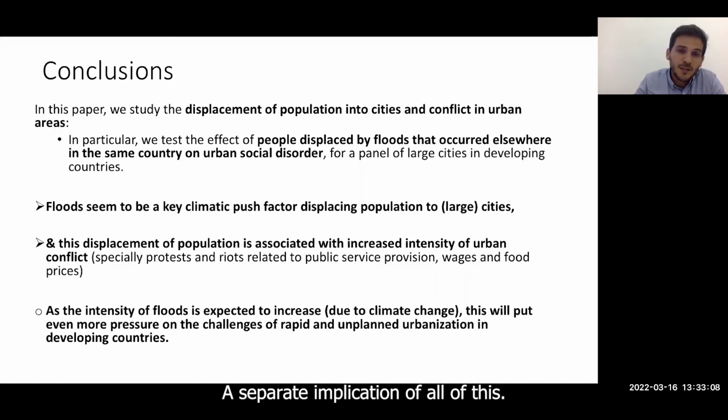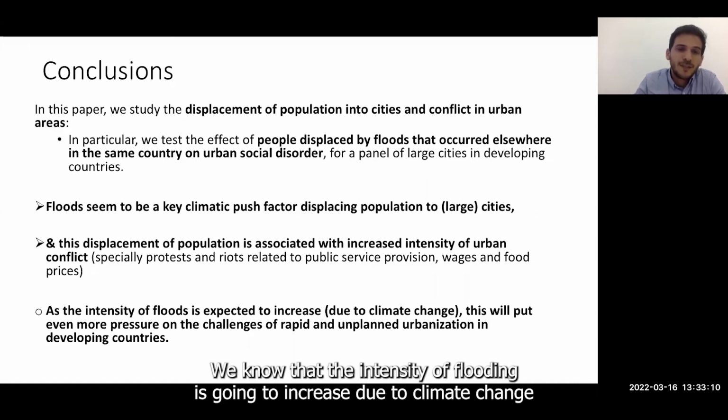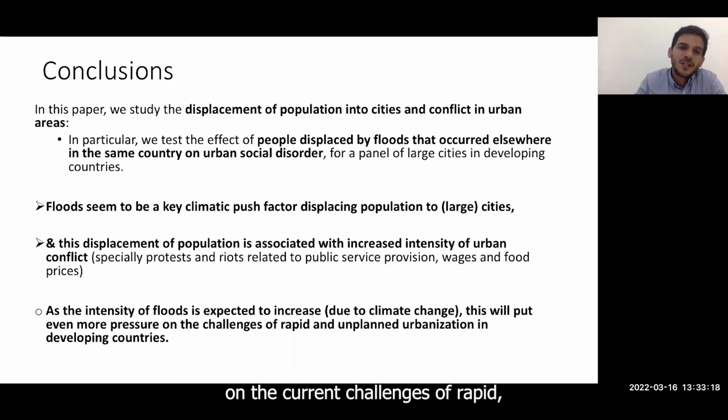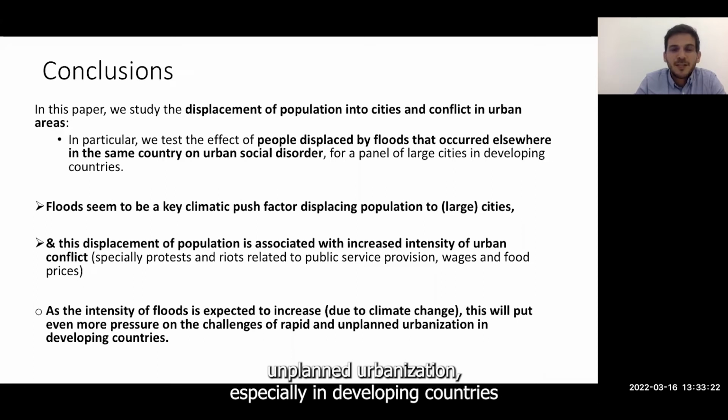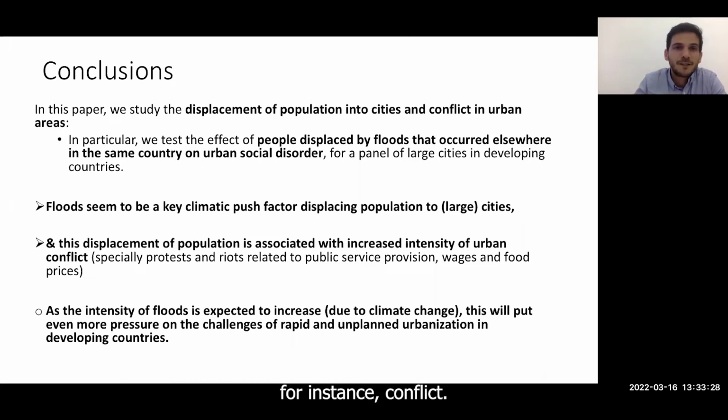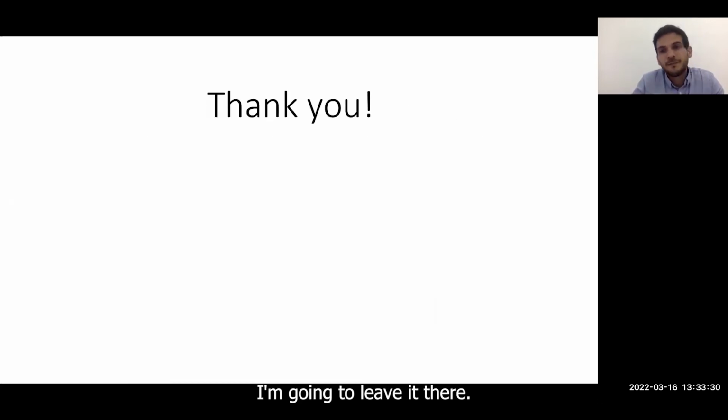As a policy implication of all of this, we know that the intensity of flooding is going to increase due to climate change, like other climatic shocks. And this will put even more pressure on the current challenges of rapid and unplanned urbanization, especially in developing countries, in large cities where we know they already face a lot of problems, like, for instance, conflict. And I'm going to leave it there. Thank you. I'm happy to take comments or questions.